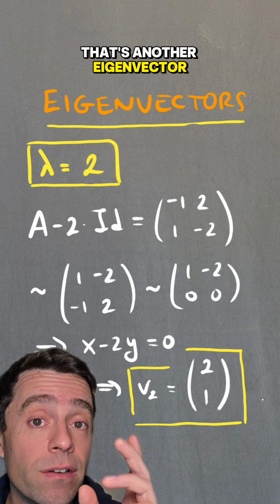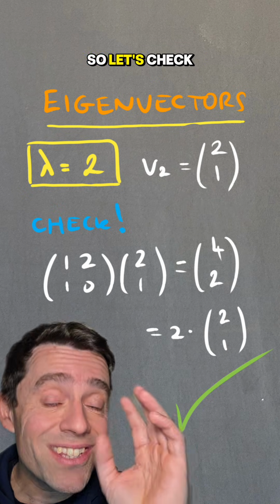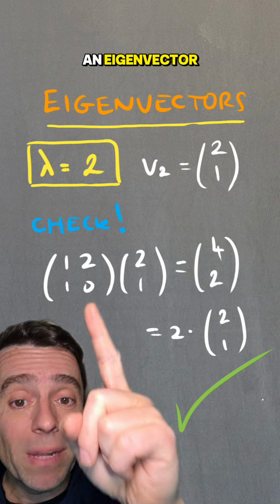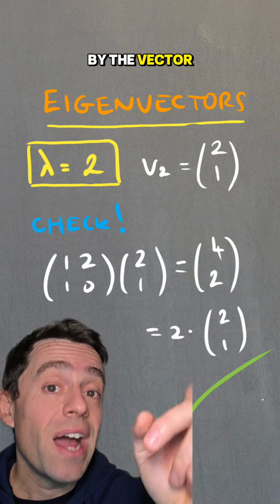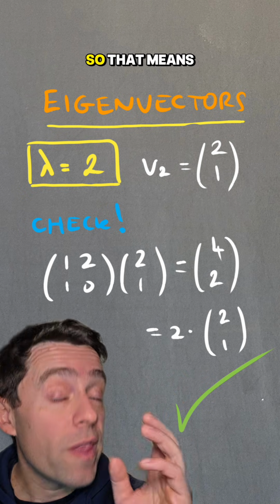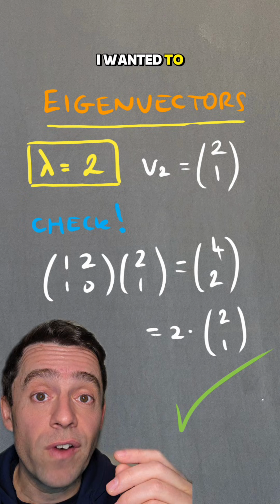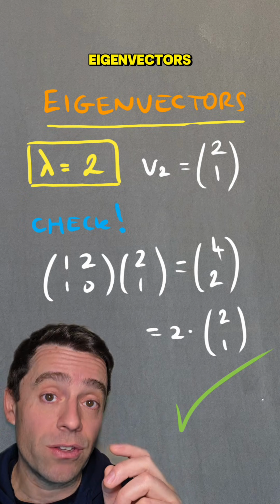That's another eigenvector. Is it really an eigenvector? Trust but verify. So let's check that it is an eigenvector. Multiply the matrix by the vector. I get the vector (4, 2), which is twice the original vector. So that means that it is an eigenvector with eigenvalue 2, which is what I wanted to find. So now I have found my eigenvectors.